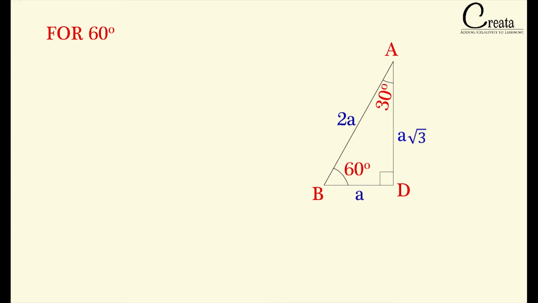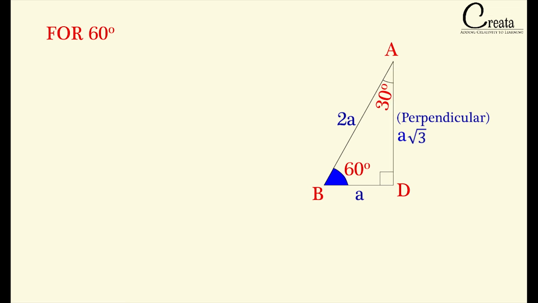Let's proceed with our trigonometric ratios. Before that, let's see which side is base, perpendicular and hypotenuse. Currently, we are finding trigonometric ratios for angle 60°. So angle B will be our trigonometric angle and we will find the trigonometric sides with respect to angle B only. The side opposite to angle 60° will be perpendicular. So here AD will be perpendicular, that is A root 3 is perpendicular.